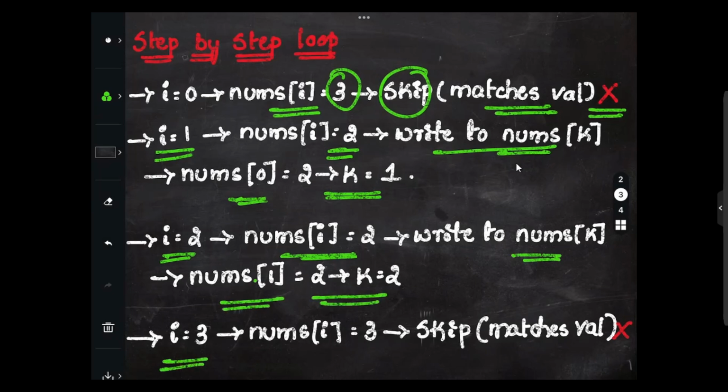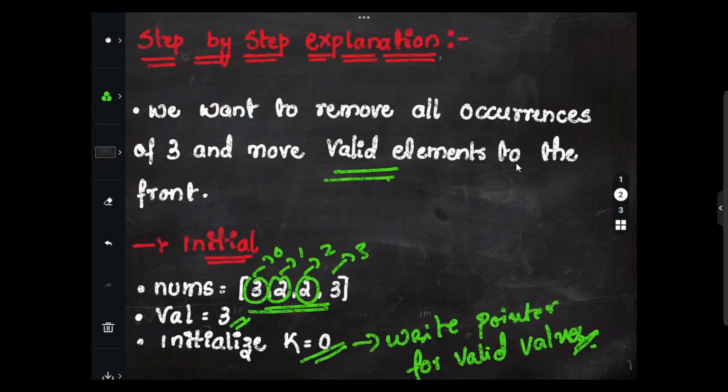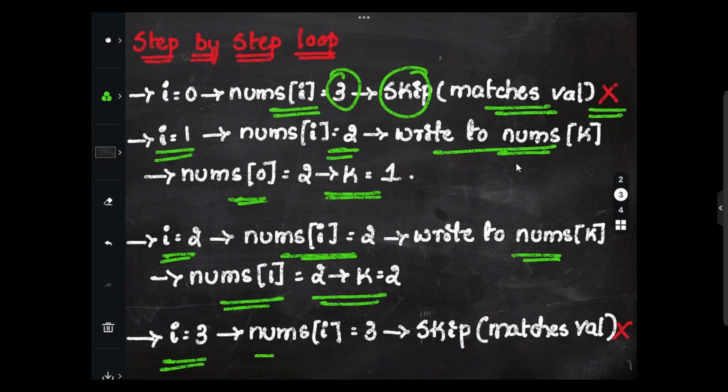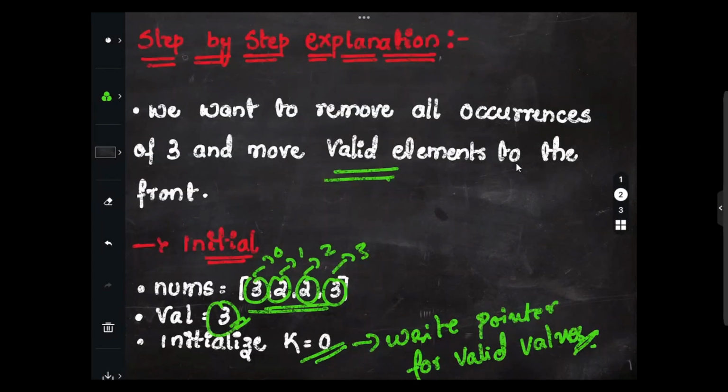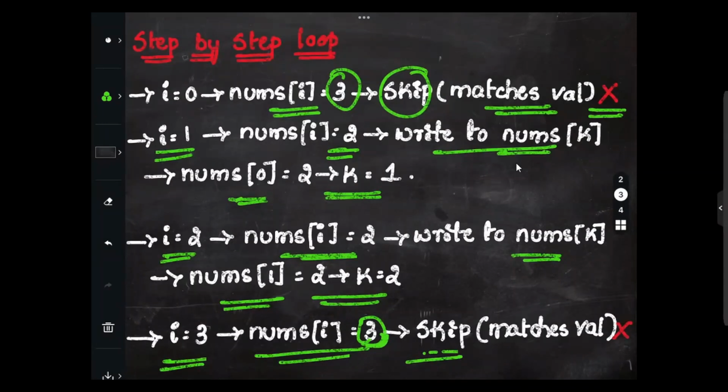Let's come to the last part here. When i equals 3, the last one, nums of i will be 3. We will skip because it matches the value here in this case. The value we have been given is 3, right? So we will skip this one as the number matches the value. What we will do is skip in this case.